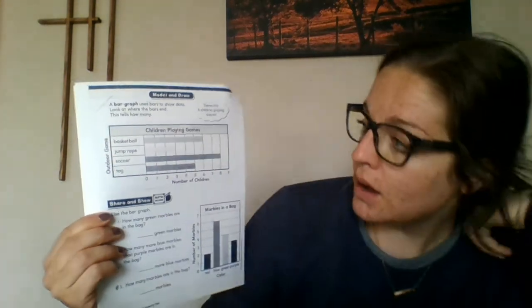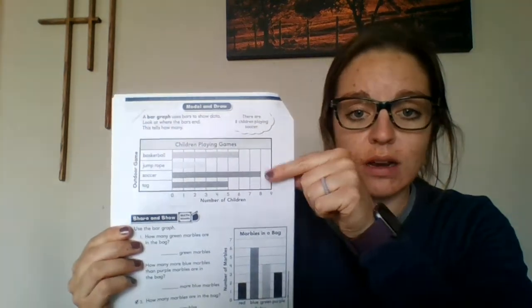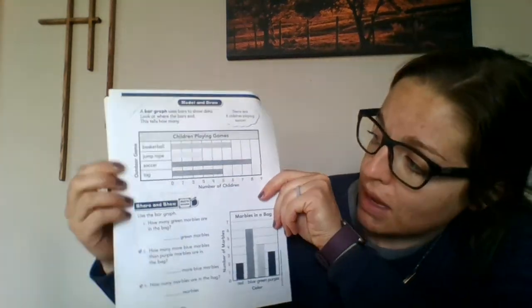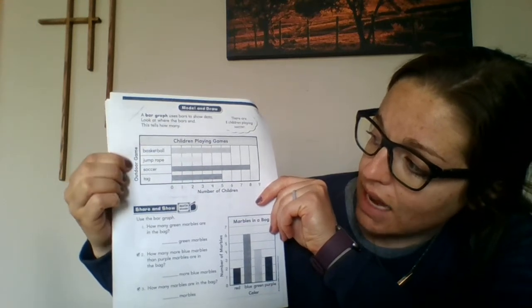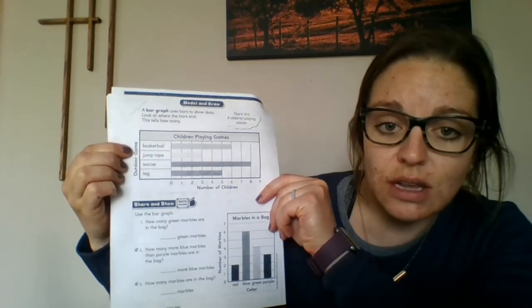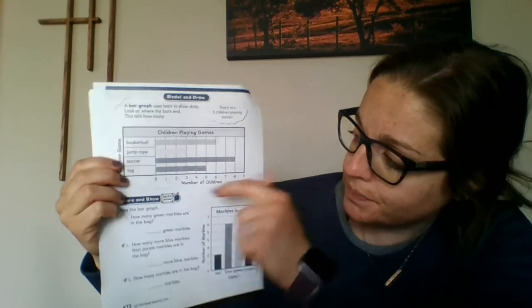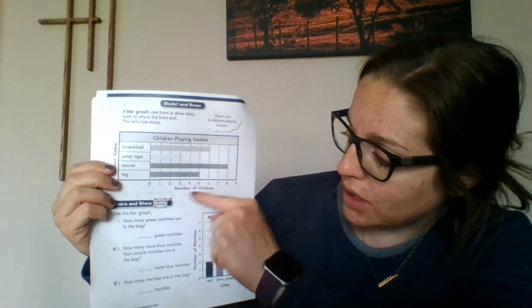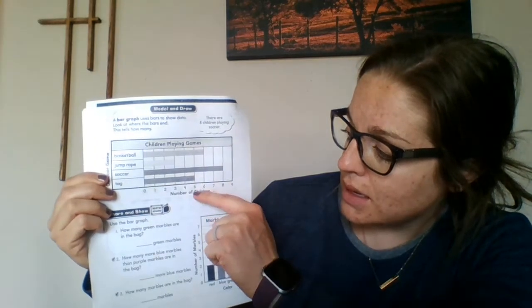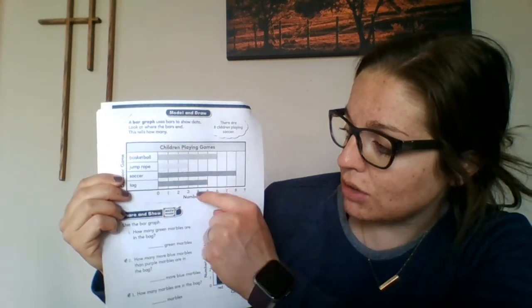All right, so a bar graph uses bars to show data. Look at where the bars end. This tells how many. So our first one here is children playing games. Along the side, they titled it outdoor games, and it tells us the different games. We have basketball, jump rope, soccer, and tag. Along the bottom, it tells us the number of children, and it puts a title down there. And then the bar stops on a number, and that's how many children chose that game.